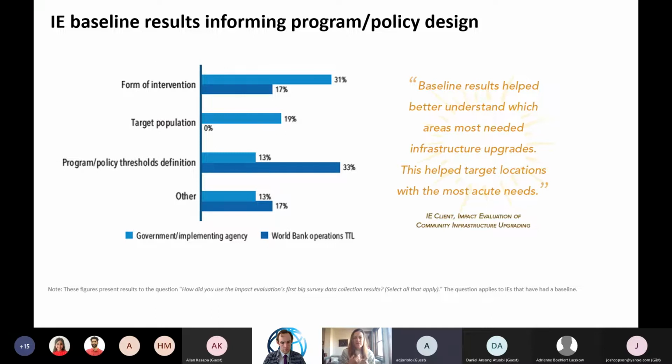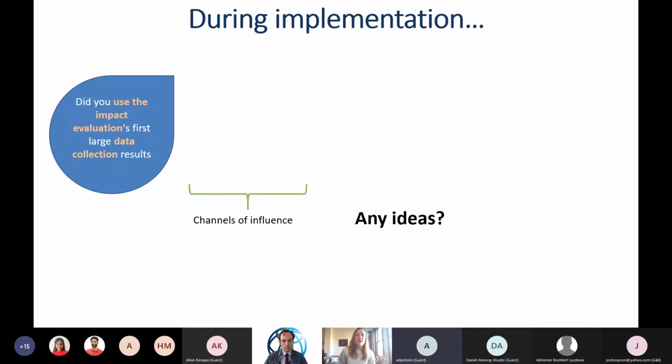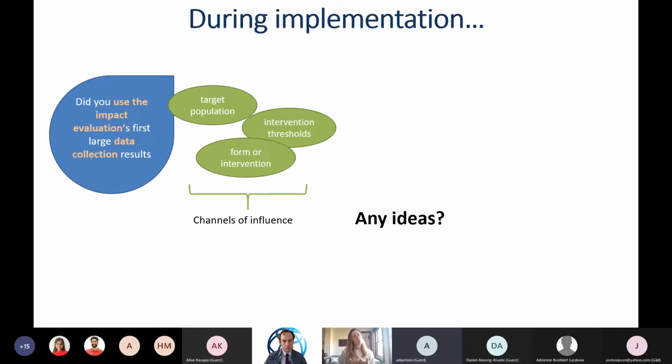And so in an impact evaluation of a community infrastructure upgrading, our respondents said the baseline results helped better understand which areas needed infrastructure upgrading. So I believe this project is with slums in South Africa. And this helped target locations with the most acute needs, right? So it helped understand better what was happening in reality, and then where we wanted to go. And so again, in your case, can you think of any areas in which data helped you change or improve or rethink a little bit what you were doing, basically?